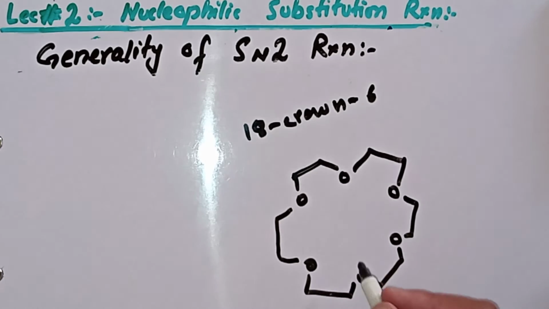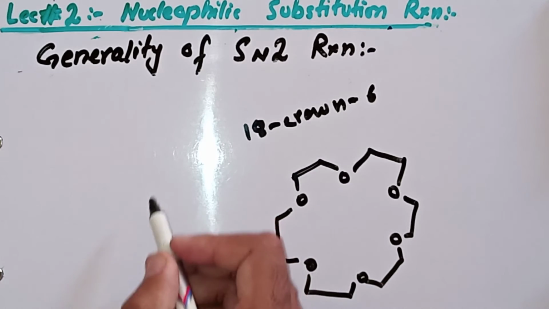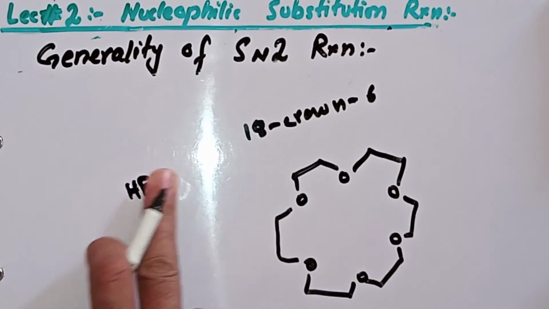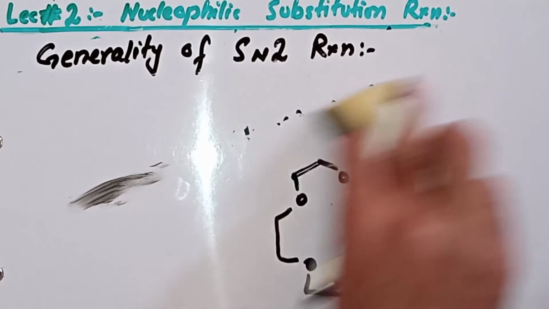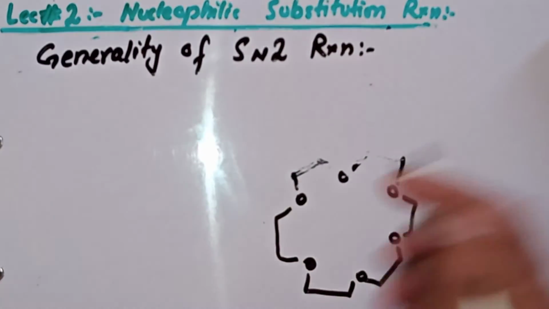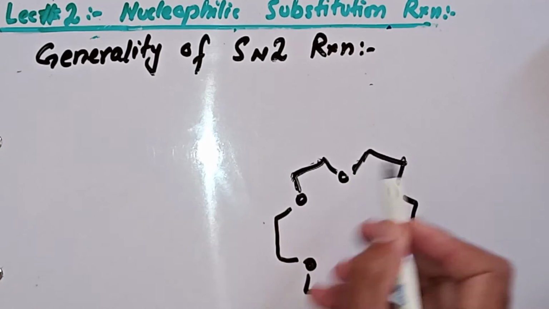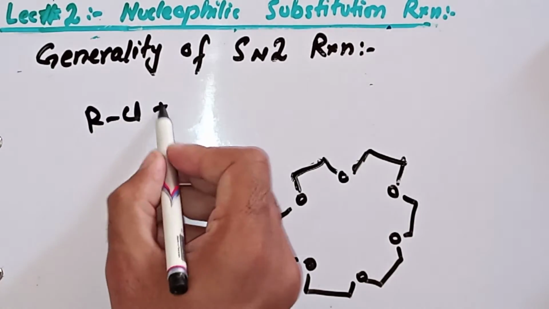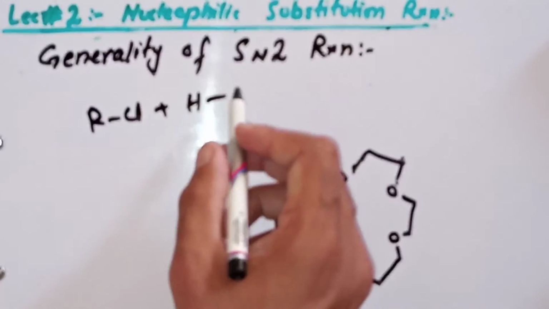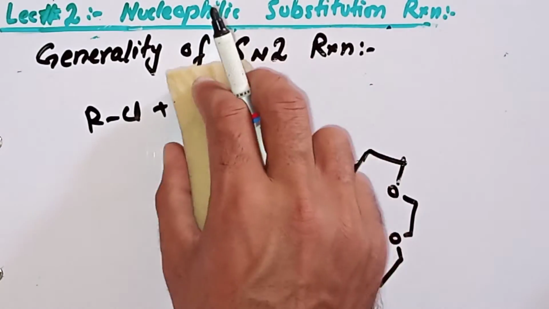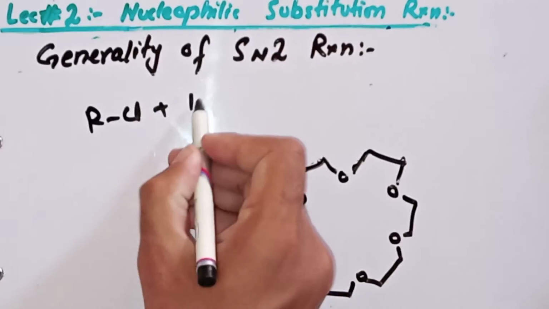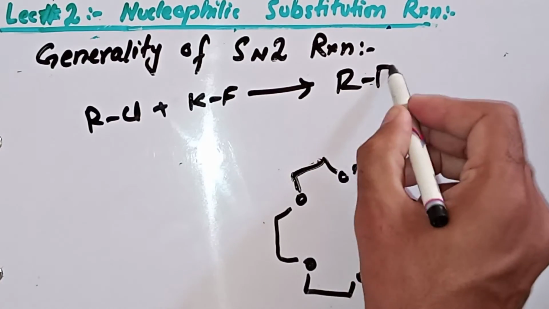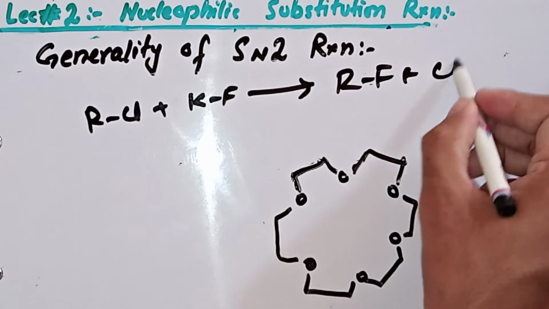This is the 18 crown structure. When HF is used, and the reaction is like that, RCl plus HF plus KF, the product will be RF plus Cl negative.